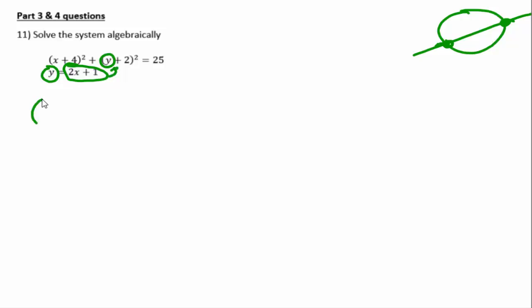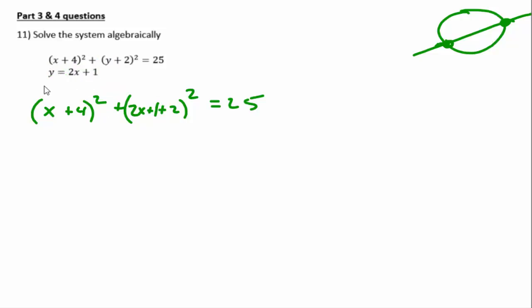So again, we're going to take (x plus 4) squared plus (y plus 2) squared equals 25. And we're going to take out the y and replace it with this 2x plus 1. And why are we doing that? Because y equals, if you look up here, y equals 2x plus 1. So that's the substitution. Take out the y and put in 2x plus 1.